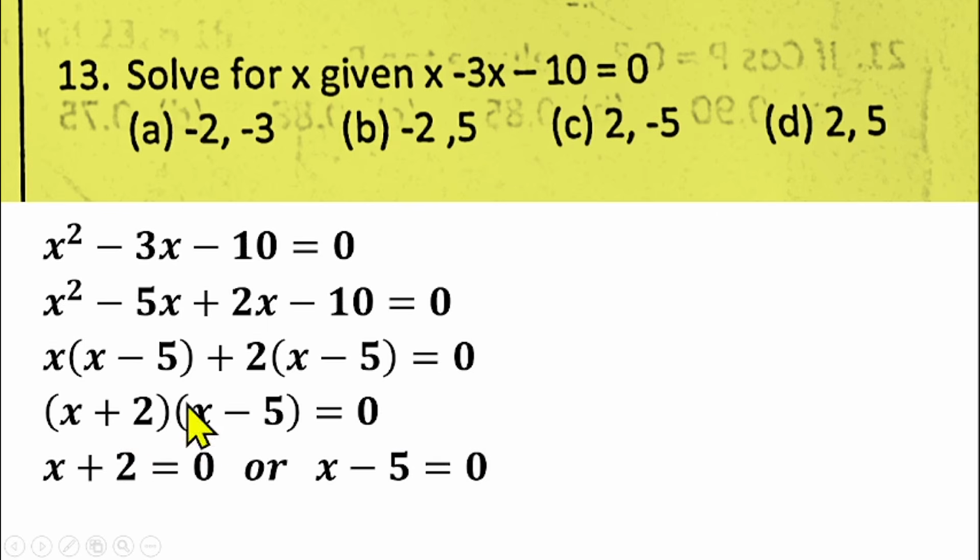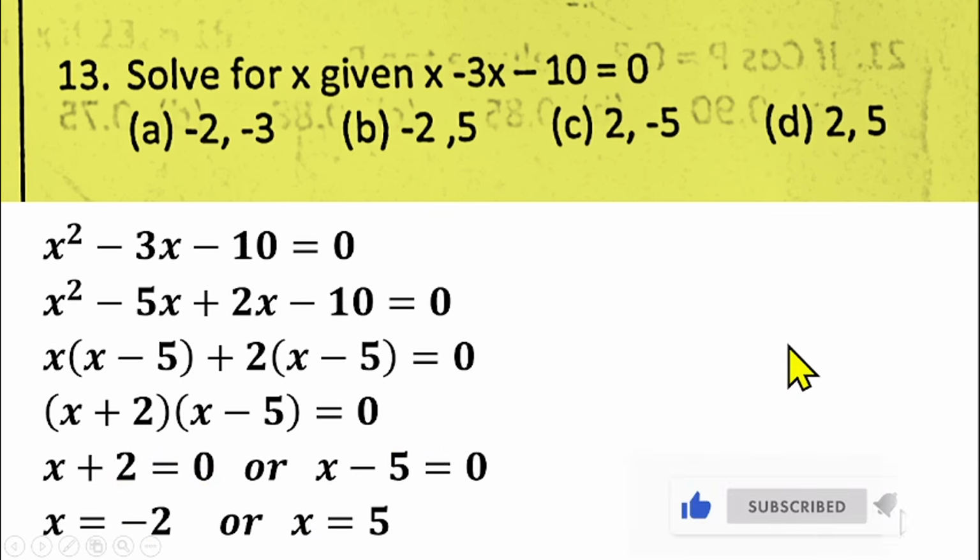So definitely each of them is equal to 0. Then from there you can solve each of these linear equations. If you collect like terms here, you have s equals minus 2 or s equals 5, which makes option B the right answer for question number 13.